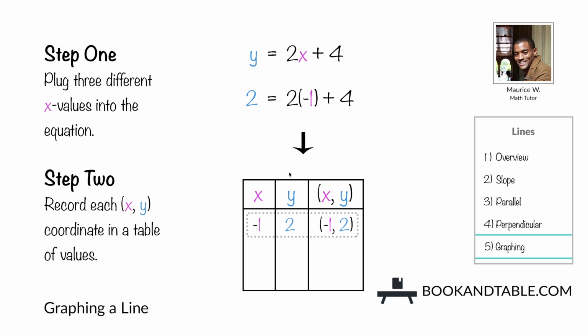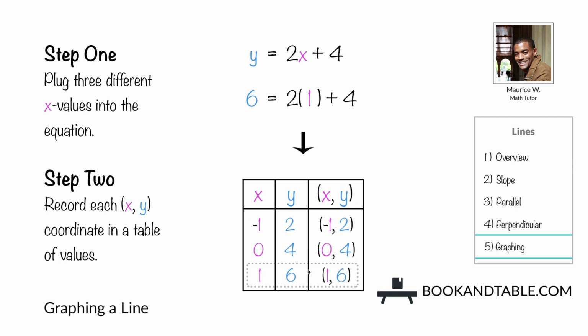So we record that in our table, and we do this a total of 3 times. The second time, instead of -1 being plugged in for x, we have 0. 2 times 0 is 0. 0 plus 4 gives you a y value of 4. So in our table, we have 0 for x and 4 for y, giving us an xy coordinate of 0, 4. And we do this a third time by plugging in 1 for x. 2 times 1 is 2. 2 plus 4 is +6. So our third coordinate is 1, 6.